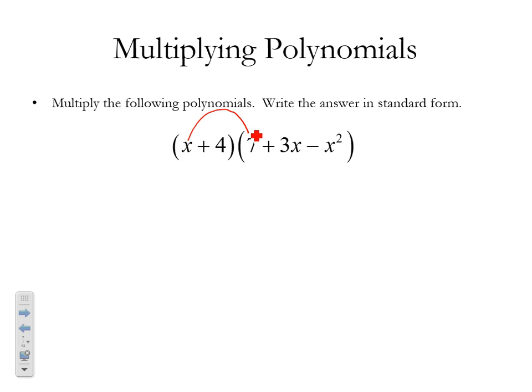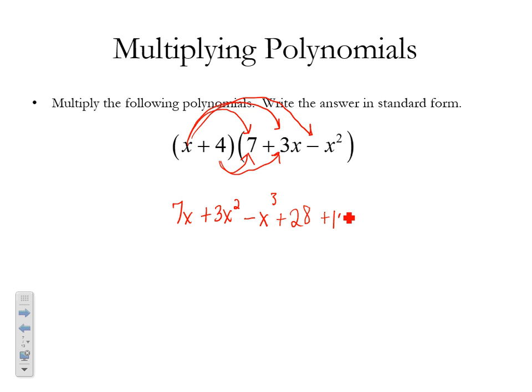So you need to take x times 7, x times 3x, okay, that would be 3x squared, x times negative x squared would be negative x cubed. Now we take 4 times 7, which is 28. 4 times 3, which is 12x. 4 times negative x would be negative 4x squared.